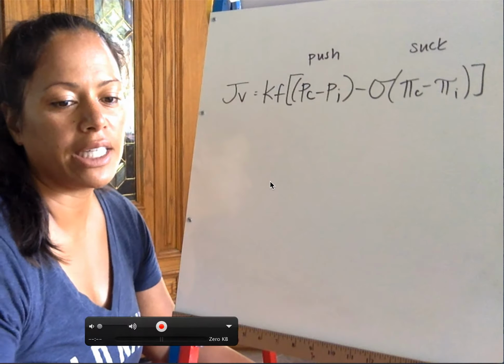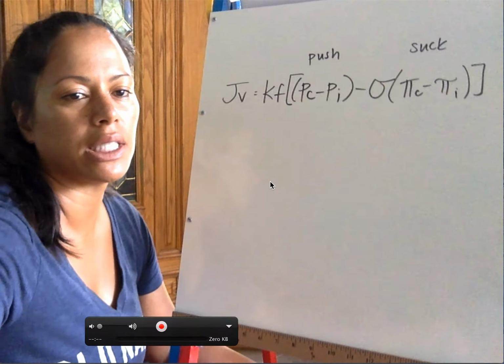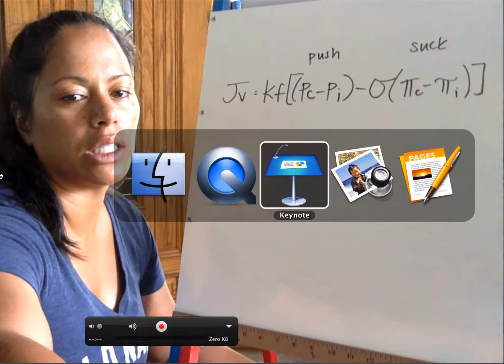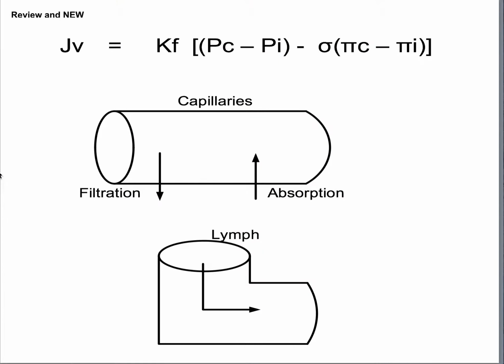Back for more lymphatics, so let's take a look again. We said that filtration is out into the tissues from the capillaries. Absorption is from the tissue back to the capillaries. Lymphatics were anything extra. So let's see what edema formation is.